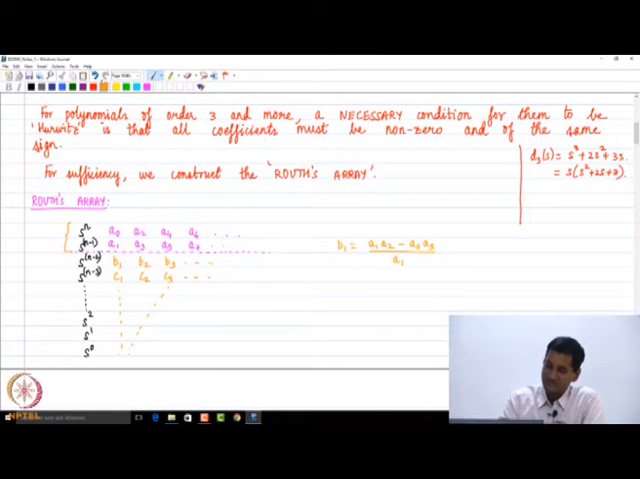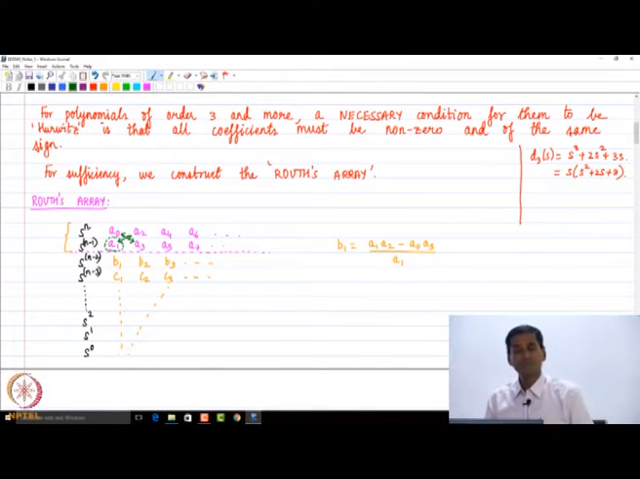So how do we do this? Let me demonstrate. I multiply a1 and a2 and subtract from that the product of a0 and a3 and divide by a1. That's what we do to get b1. Similarly, if I want to figure out b2, I multiply a1 with a4, subtract a0 with a5 and divide by a1.